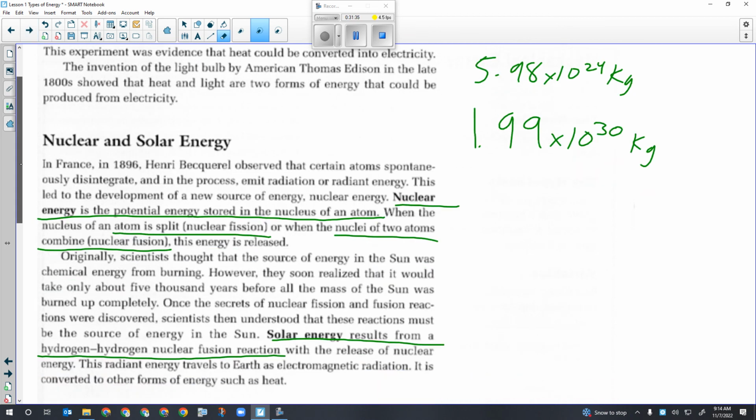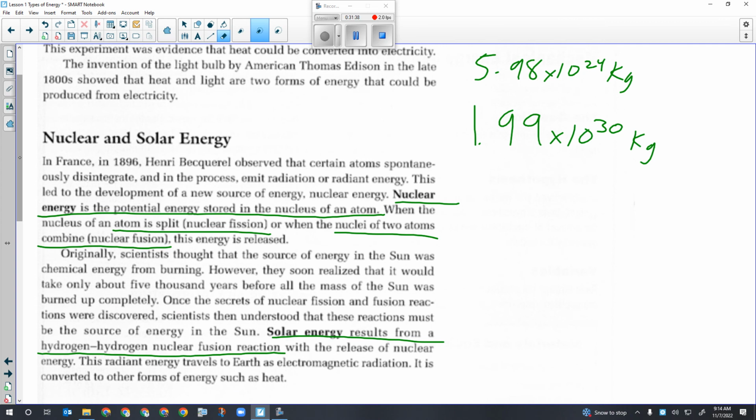Nuclear and solar energy. Nuclear energy is the potential energy stored in the nucleus of an atom. Any change to the nucleus of an atom will release energy. And there's two ways to change the nucleus of an atom. What are the two kinds of nuclear energy? Fission and, let me put them together, fusion. Fission and fusion both alter the structure or the nucleus of the atom.